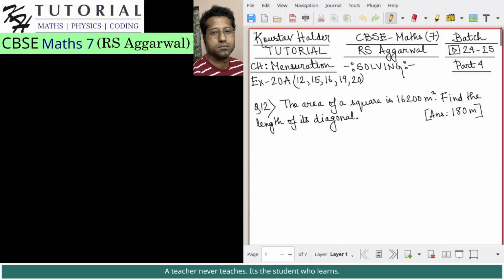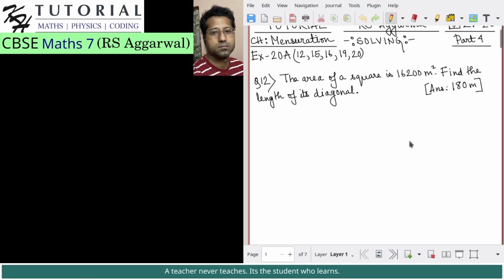Okay, so I have written down all the problems 12, 15, 16, 19 and 20 of exercise 20A from the textbook of author RS Aggarwal. So these problems are based on area and perimeter of a square, rectangle, their diagonal, and the area of 4 walls of a room.